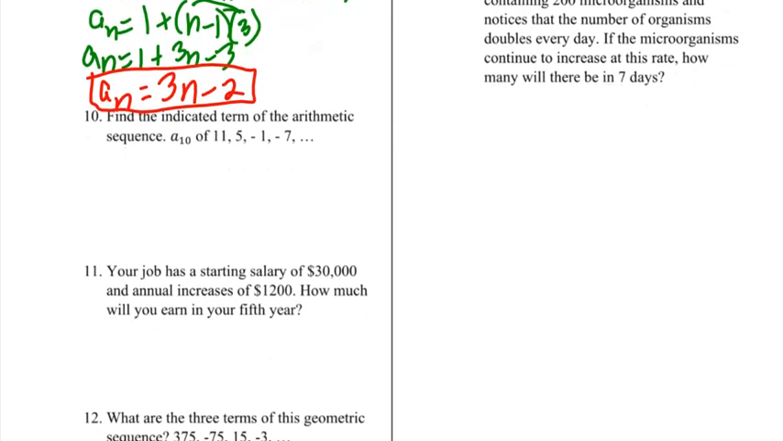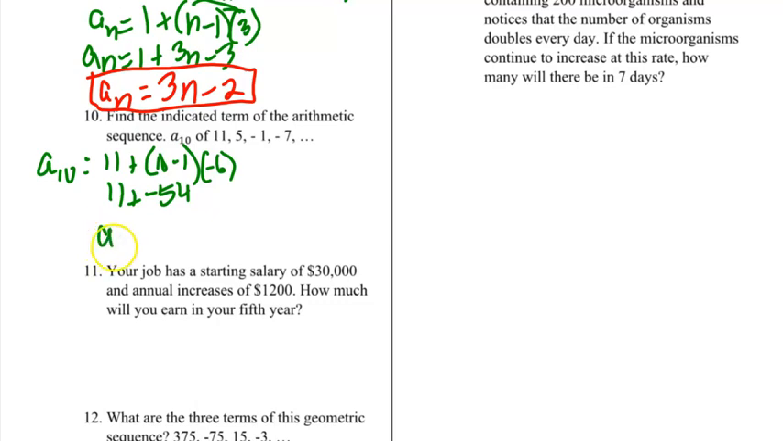Question 10, find the indicated term of the arithmetic sequence. So we have a subscript 10. So we want to find the 10th term of 11, 5, -1, -7. So we're going to use the same formula that we just used above, but I need to find the 10th term. So the 10th term, when the first term is 11 plus the 10th term minus 1 times the common difference. And the common difference here is I am subtracting 6 each time. So now I have 11 plus 9 times -6 is -54.